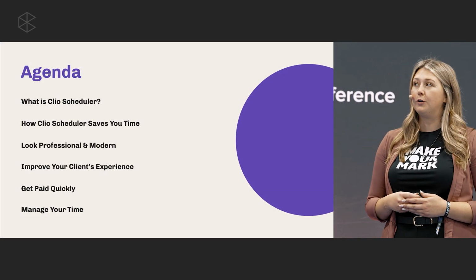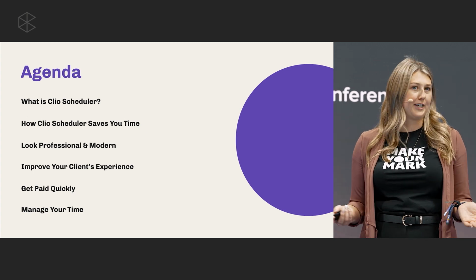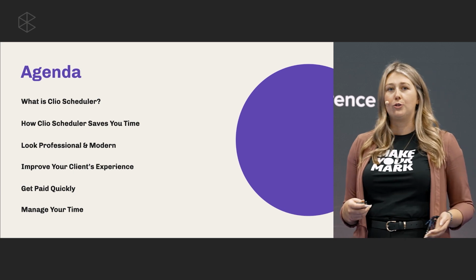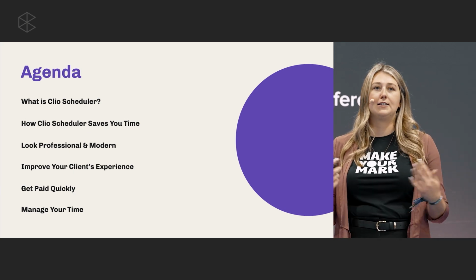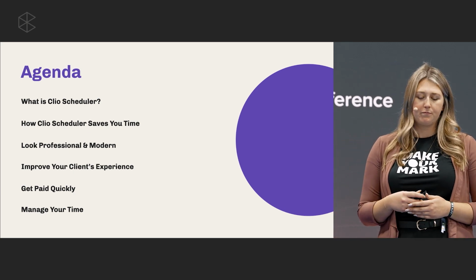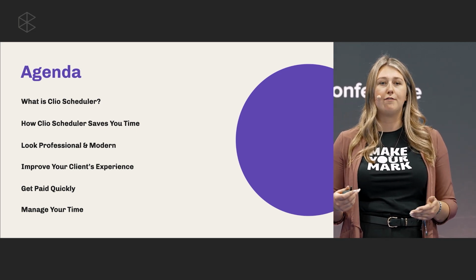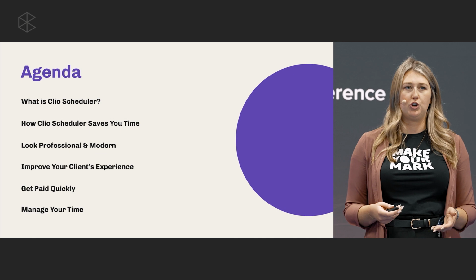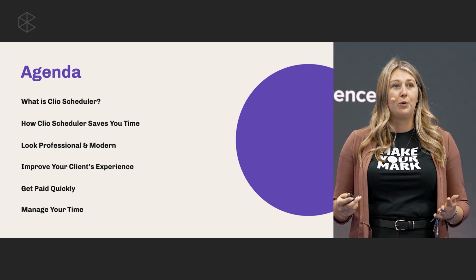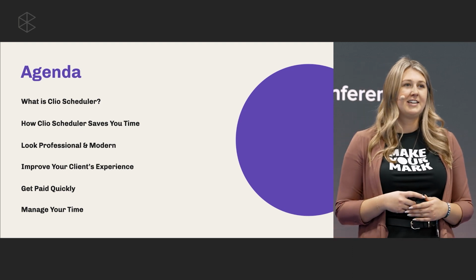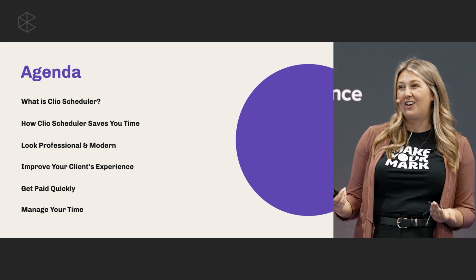So quick agenda. First, we'll be going over what Clio Scheduler is, for those of you who may not be familiar. Then we'll be talking through some of the advantages Clio Scheduler has in saving your firm time, followed by how this is a key component of presenting your law firm as one that's modern and professional. I'll share some ways in which Clio Scheduler helps to deliver a good client experience. And then I'll be walking you through how to actually set this up.